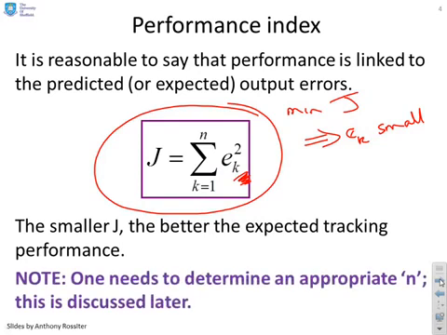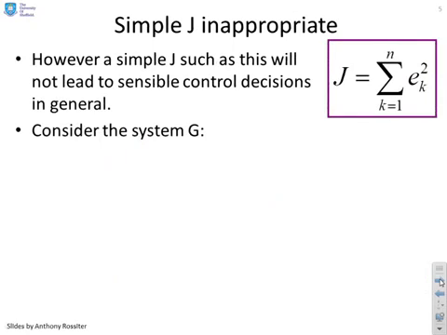The one thing that I've not discussed here is what's an appropriate choice of n. You'll notice I'm only summing the errors over n steps. Now this particular issue is discussed later because there's lots of subtleties and misunderstanding in this, and we don't want to get confused at this point, which is just an overview video. What you're going to see, however, is that a performance index like this is actually not a good choice.